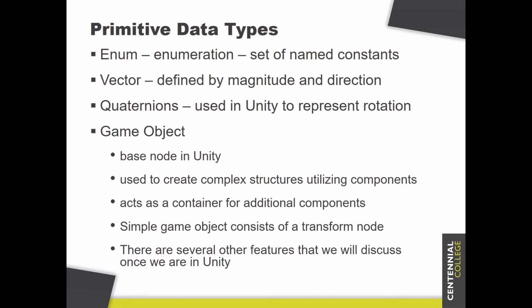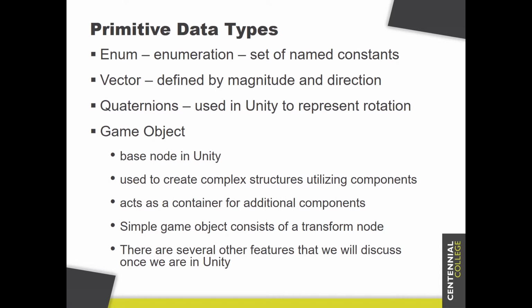A vector is defined by both a magnitude and a direction. There are several different types of vectors within Unity. There's a Vector2 and there's Vector3, as an example. A Vector2 is defined by 2 points, an x and a y value, and the Vector3 is defined by an x, y, and z value.